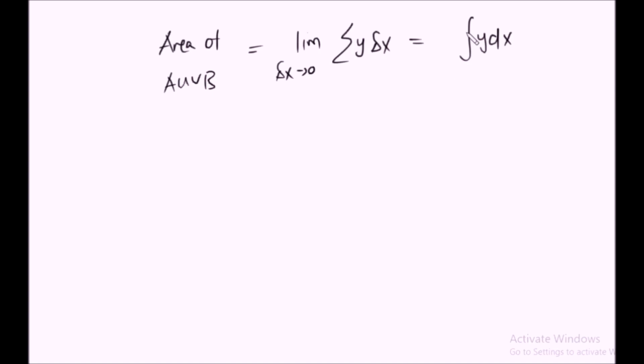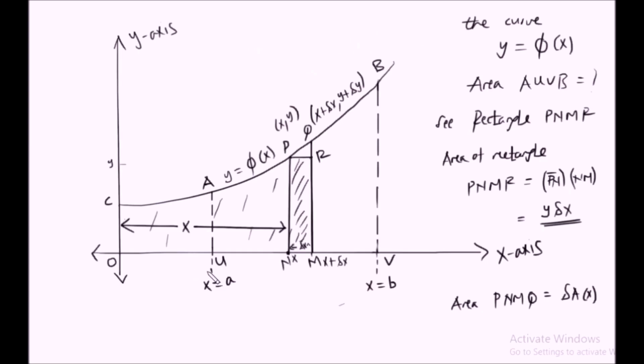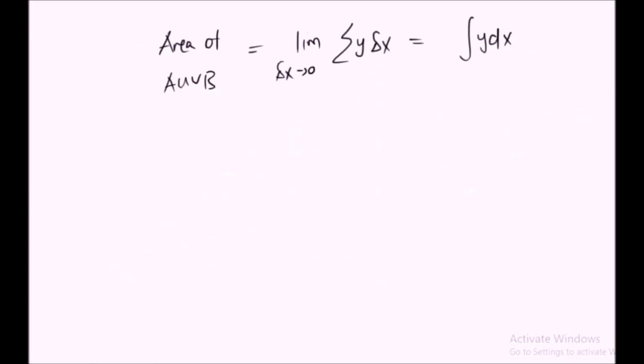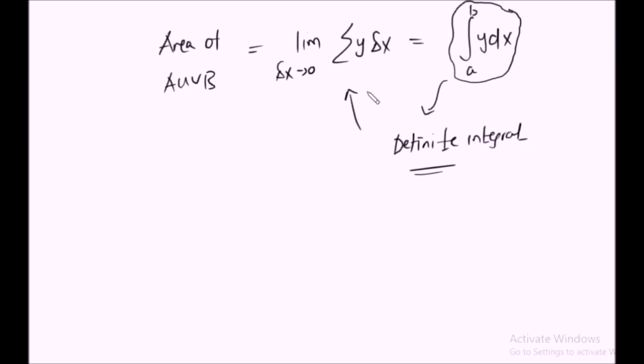Then here we put, see the diagram, AUVB started at x equals a and went to x equals b. So we put here a, and here b, like this. So it can be written like this. Now this we call a definite integral, okay? Now this definite integral is this one here, okay?